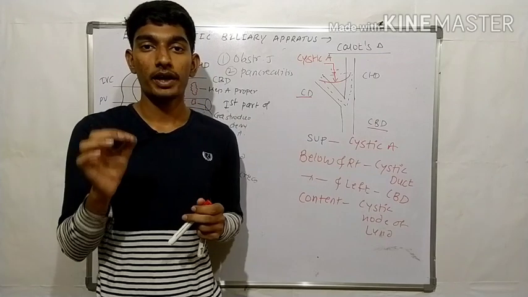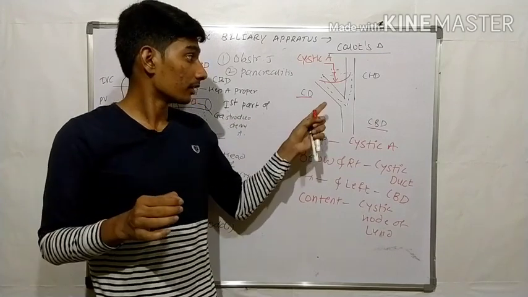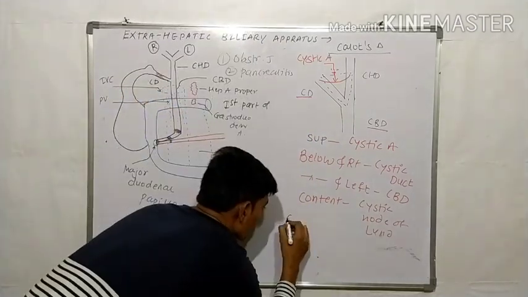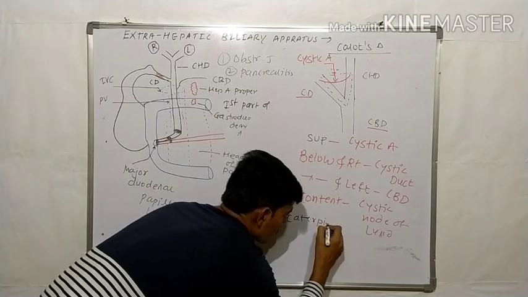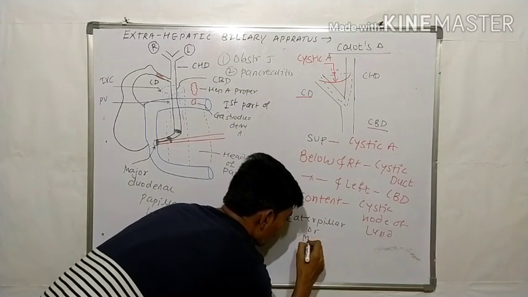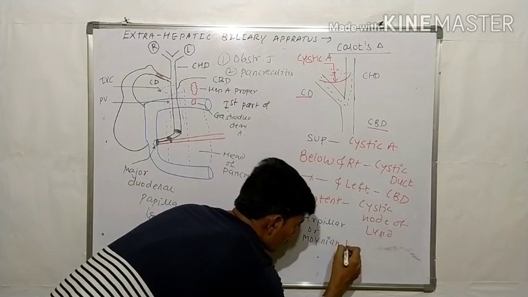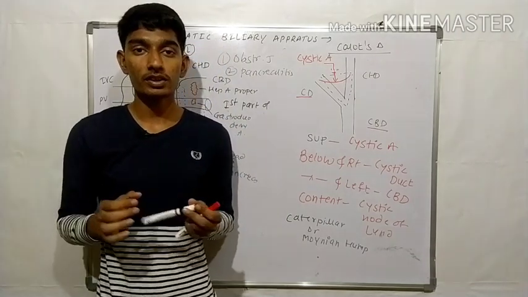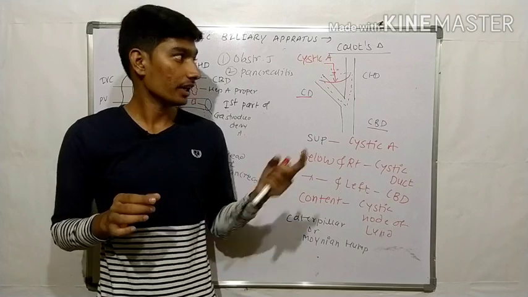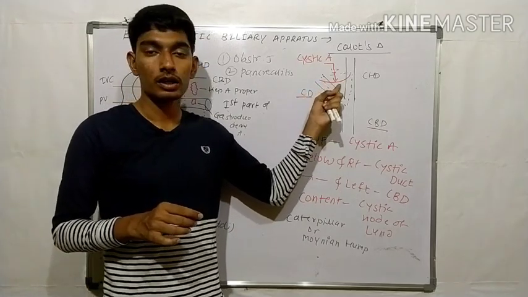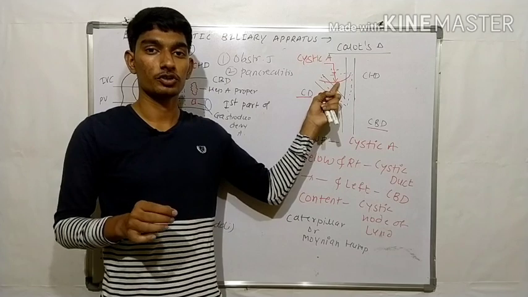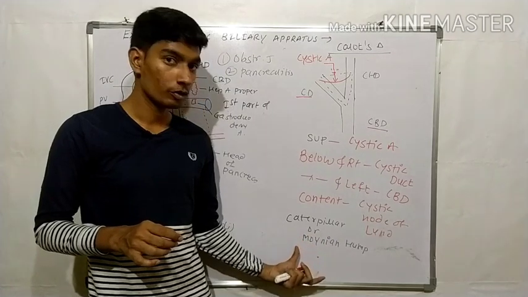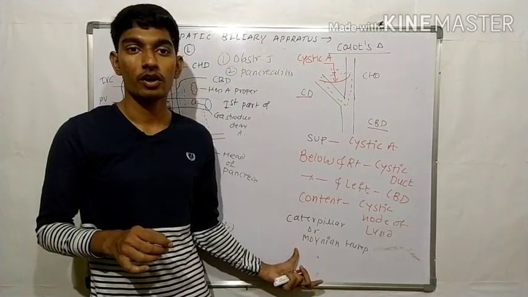Now one more applied part here: the caterpillar hump or Moynihan's hump. Sometimes the right hepatic artery becomes tortuous, and it is found inside Calot's triangle. This is known as the caterpillar or Moynihan hump.